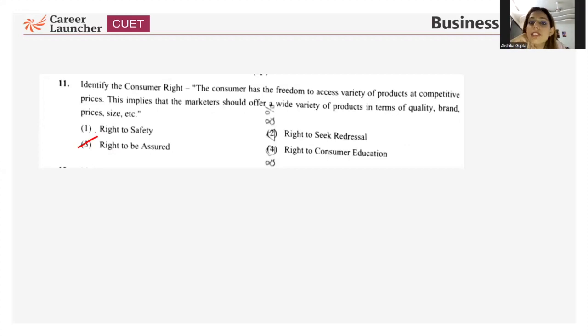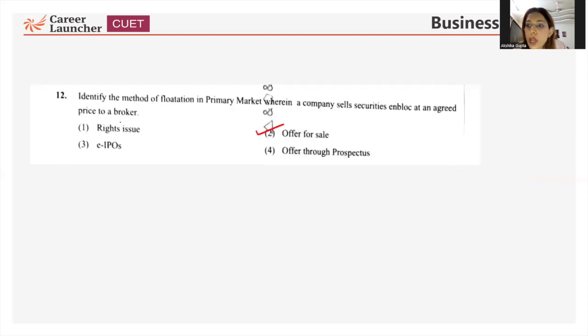Identify the consumer right, freedom to access. Now, when we talk about the Consumer Protection Act 2019, that is the right to be assured. That is the right to choose. The consumer should have access to a variety of products, and it is his will which product he has to choose. That is, the marketer should not force him to purchase any particular product.